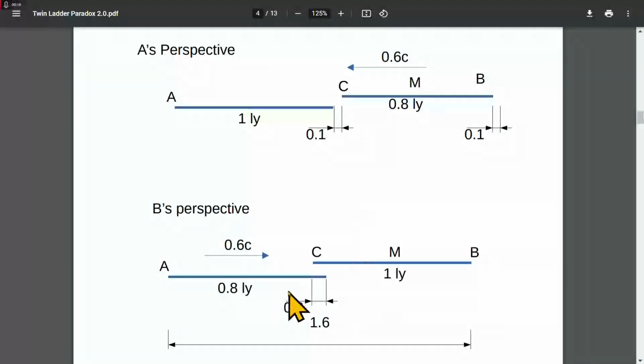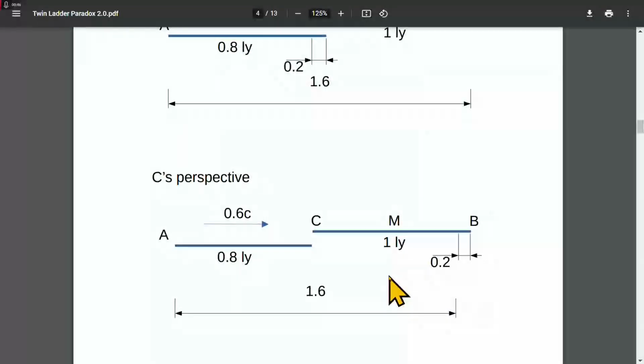B, however, also sees A's ruler contracting to 0.8 light years. B agrees with that. However, what B disagrees on is the positioning of A's ruler. So from B's perspective, there's an overlap of 0.2 light years, in which case B actually sees the ruler as being closer to itself than C is. So again, B sees this ruler closer to it than C. This distance of 0.8 light years is shorter than the distance that B interprets as the BC distance, which is 1 light year.